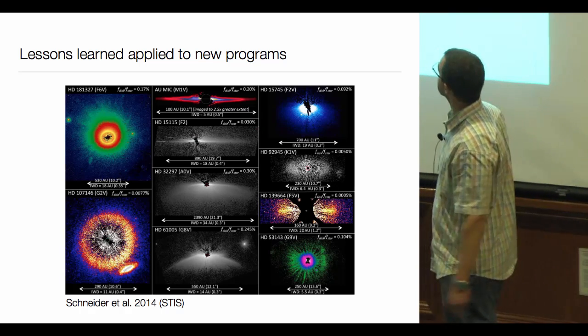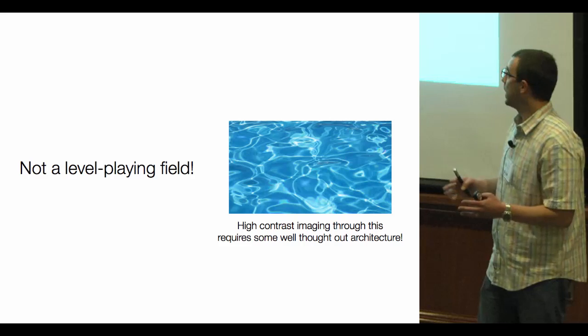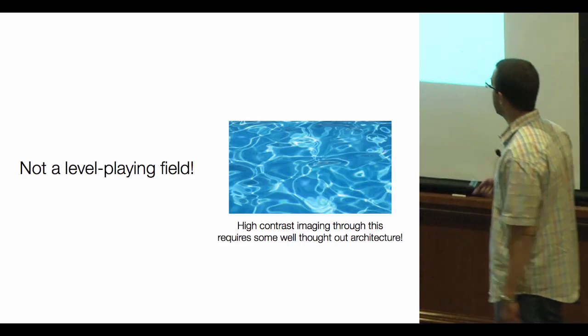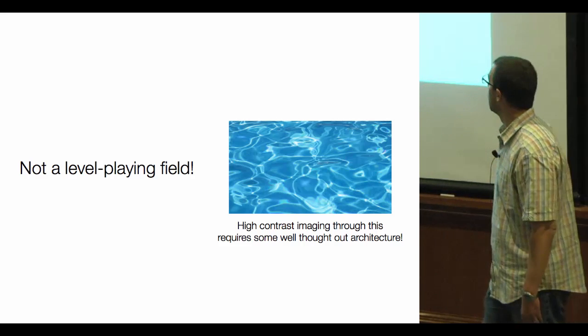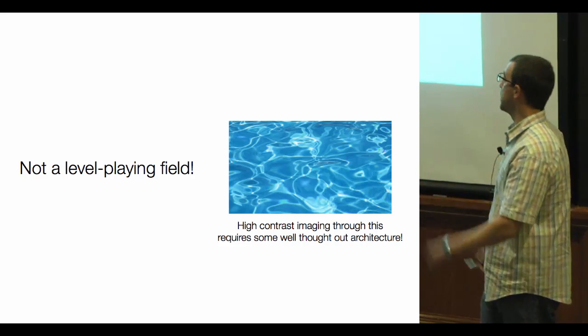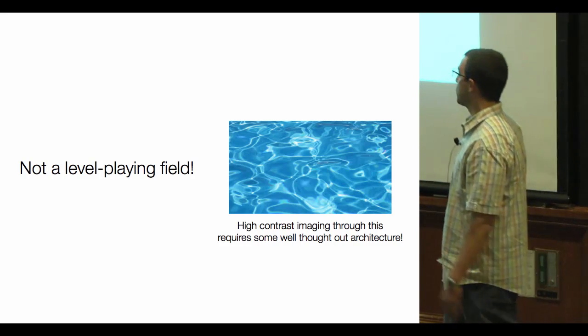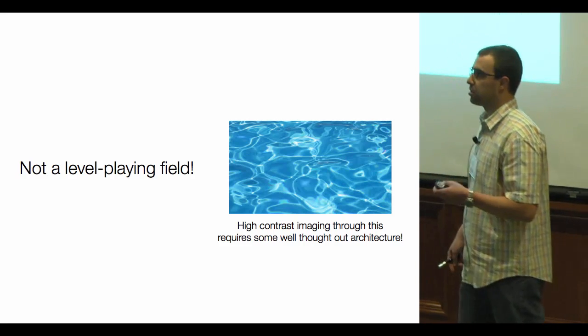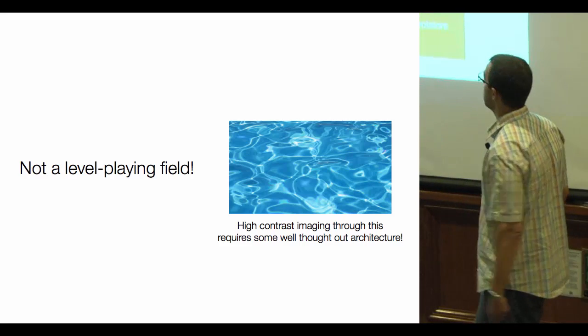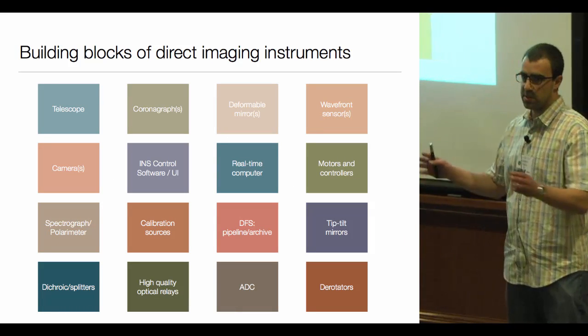This is quite amazing. So now the playing field is not level at all. From the ground, we have to image these objects through a mess of turbulence. The 100 kilometers of thickness of our atmosphere is actually blurring all of our images, and it's very hard to do high contrast imaging through the atmosphere. So we need a lot of subsystems.